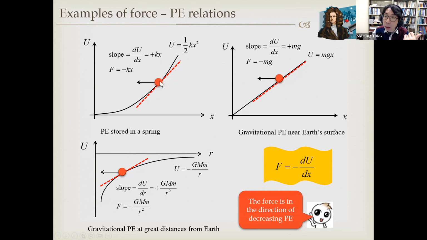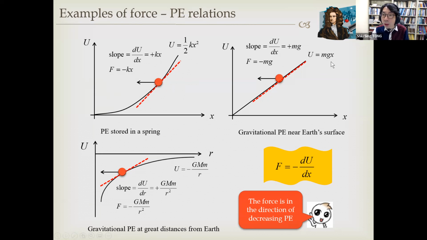Okay, so you can imagine if this is a marble rolling down a hill. The force is always directed to the direction of decreasing u. So you can imagine this marble rolling down. The force will be directing it towards the direction of decreasing potential energy, so it's in the negative x direction in this situation.